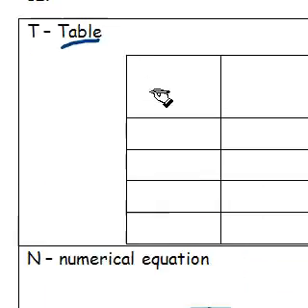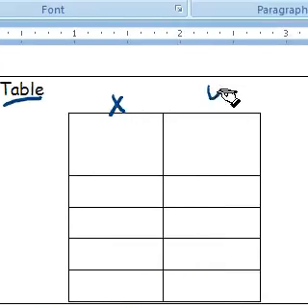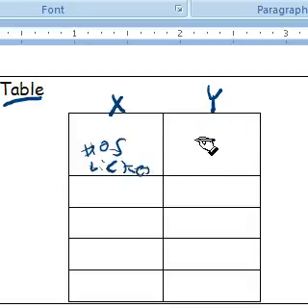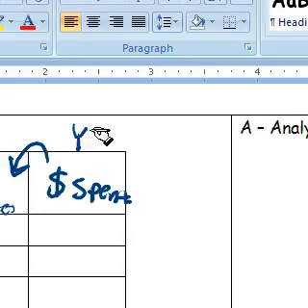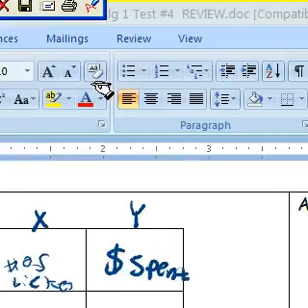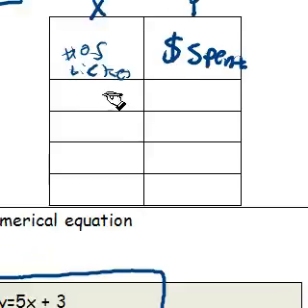Well, I like to start at the table. So I'll go ahead and label these our X and Y. X is number of tickets, and Y is our money spent, which makes sense because number of tickets is our independent variable. Remember, X is our independent variable. The amount of money we spend is dependent on how many tickets we buy, and Y is always our dependent variable. So I'm going to write 0, 1, 2, 3.